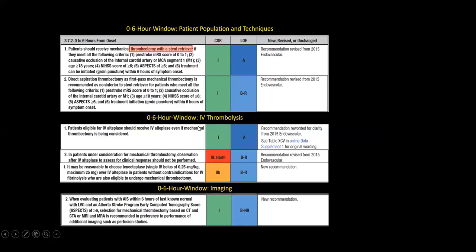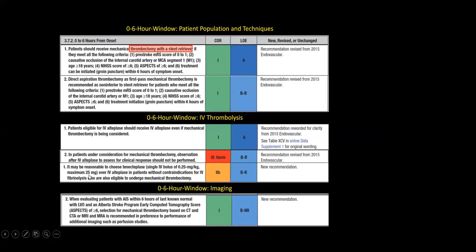Let's move on to have a look at IV thrombolysis. Patients who are eligible for IV alteplase should receive IV alteplase even if mechanical thrombectomy is being considered. It is 1A evidence. We should not delay IV alteplase administration even though a mechanical thrombectomy service is available in the hospital. And in patients under consideration for mechanical thrombectomy, observation after IV alteplase to assess the clinical response should not be performed. It is 3B evidence.